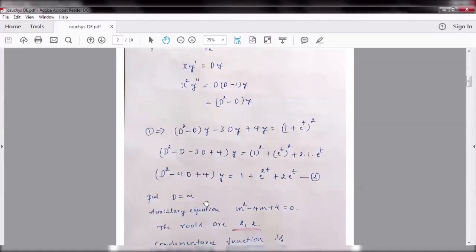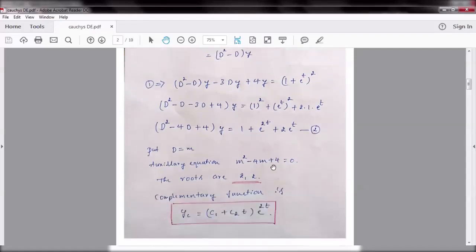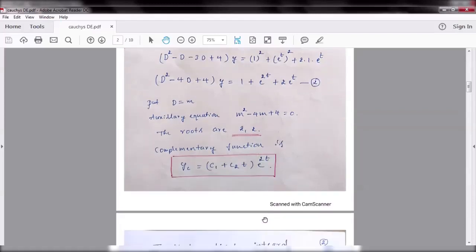The left hand side will be (D² − 4D + 4)y, and the right side will be 1 + e^(2t) + 2e^t. Put D = m to get the auxiliary equation, that is m² − 4m + 4 = 0. Use the calculator or the formula to find the roots. The roots are 2, 2. What is the nature? Both are real numbers and they are equal. In such a case, the complementary function will be yc = (c1 + c2 t) e^(2t).